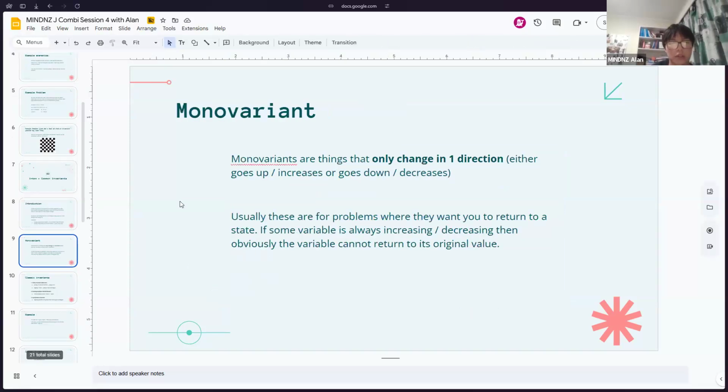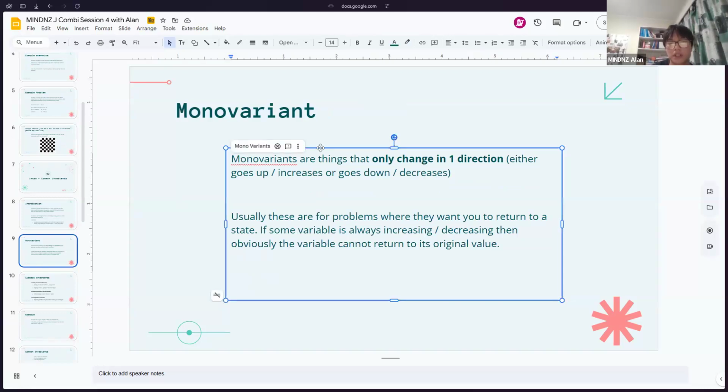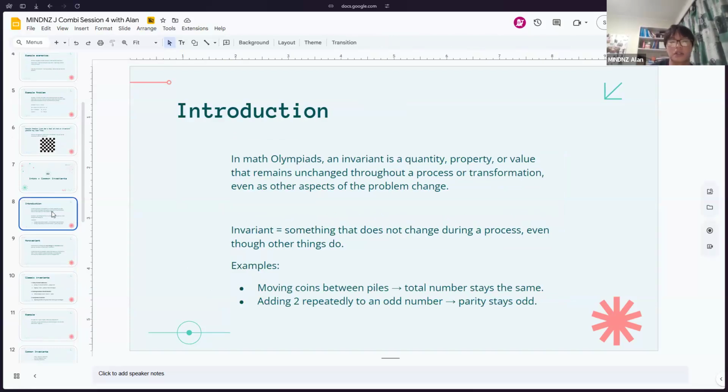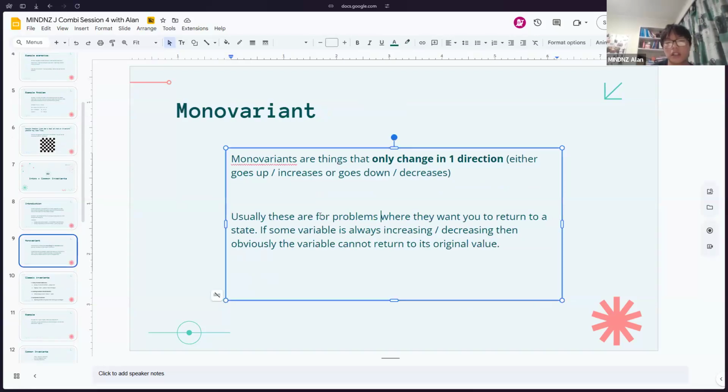And then we also briefly introduced monovariance, which is just things that only change in one direction. So it's only increasing or decreasing. And invariants are things that don't change during a process. Usually these are for problems where you need to return to an original state or initial condition. But if we have something that's always increasing or always decreasing, then obviously it can't return to the original value. So that's a pretty good way to prove it.